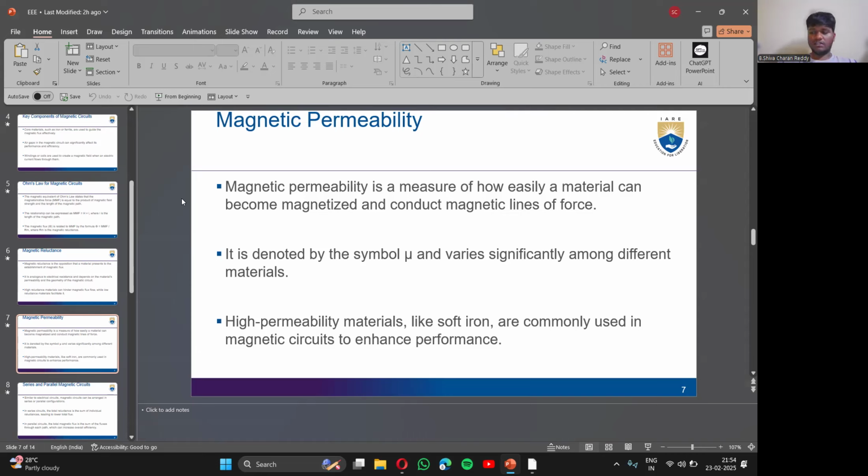It is denoted by the symbol mu. It varies significantly among different materials, and there is a difference in the magnetic permeability among different sorts of magnetic materials. High permeability materials like soft iron are commonly used in magnetic circuits to enhance performance.